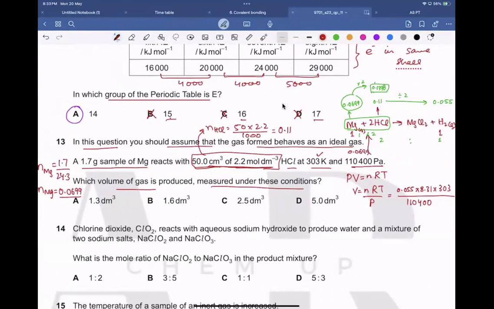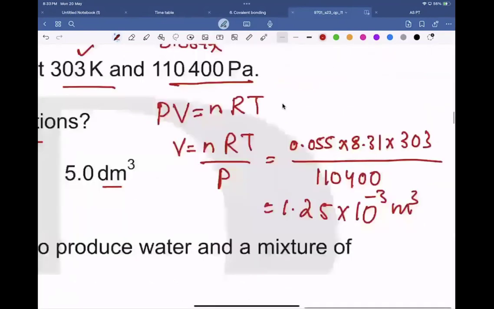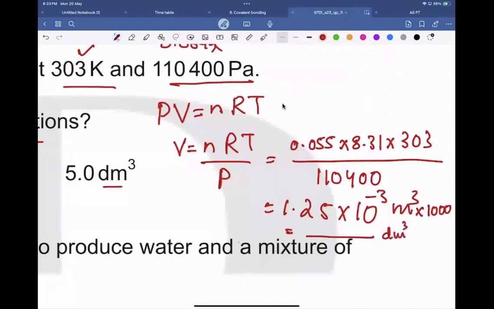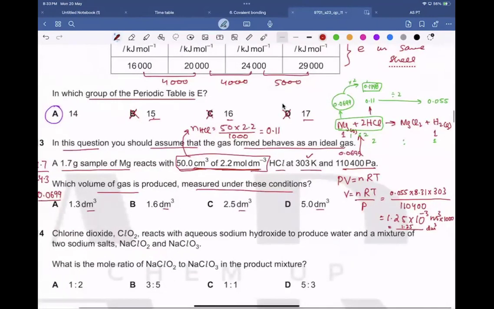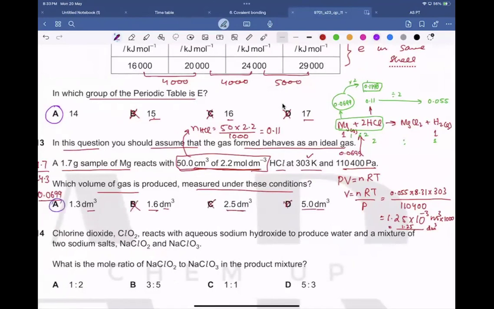So you are getting 1.25 exponent minus 3, and it's a meter cube. And these are given in decimeter cube. So always, when we find the volume, that volume is always in meter cube. So you have to divide times it 1,000 to turn into decimeter cube. So when you divide times it 1,000, it is going to be 1.25, isn't it? So if you see, it's 1.6, it's 2.5, it's 5.0. So A is going to be the correct answer. Is this understandable?